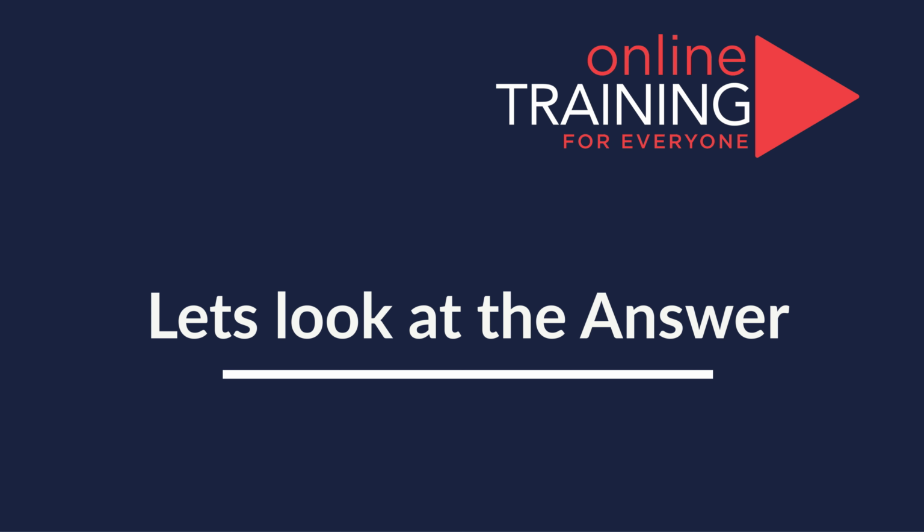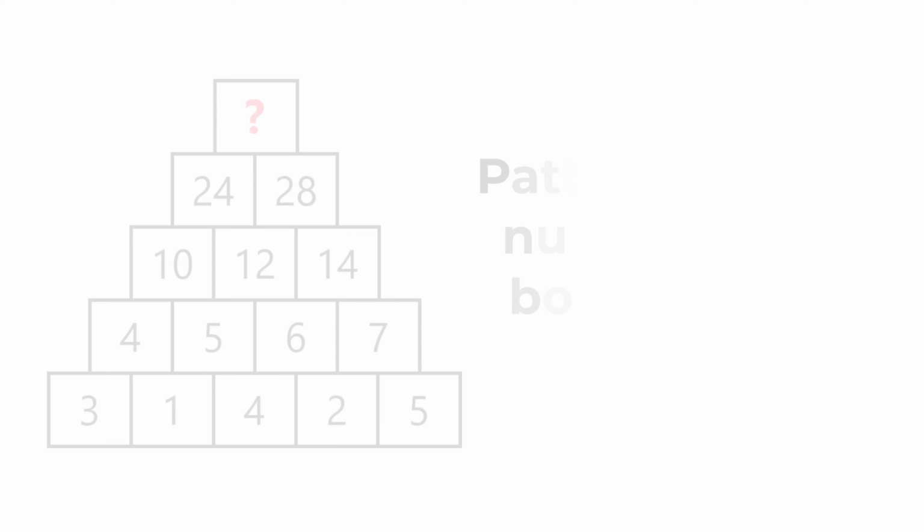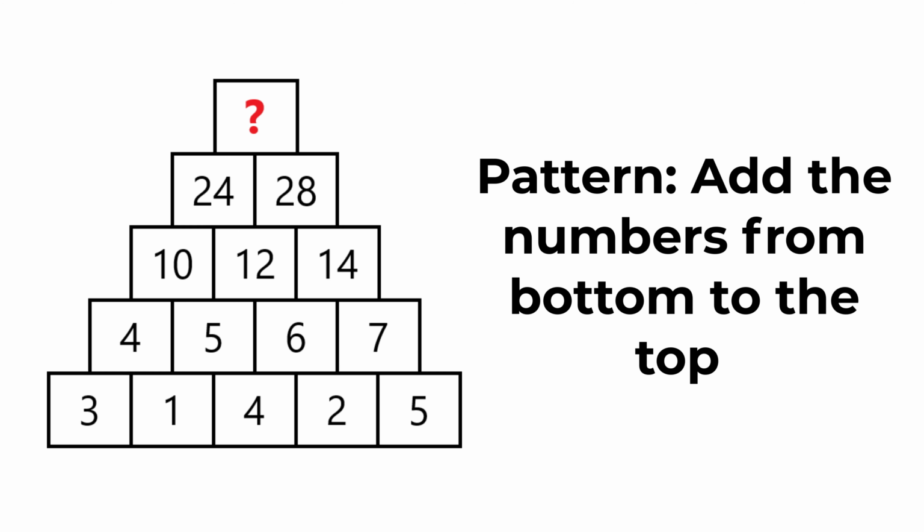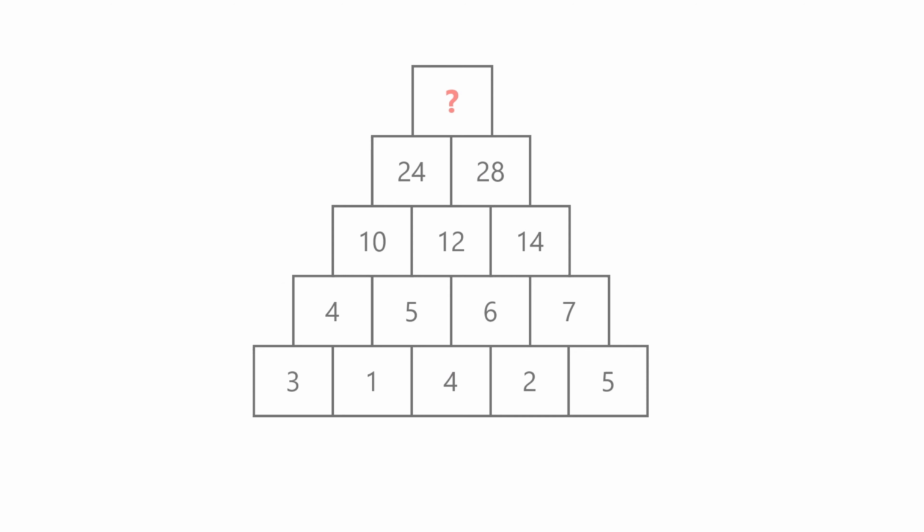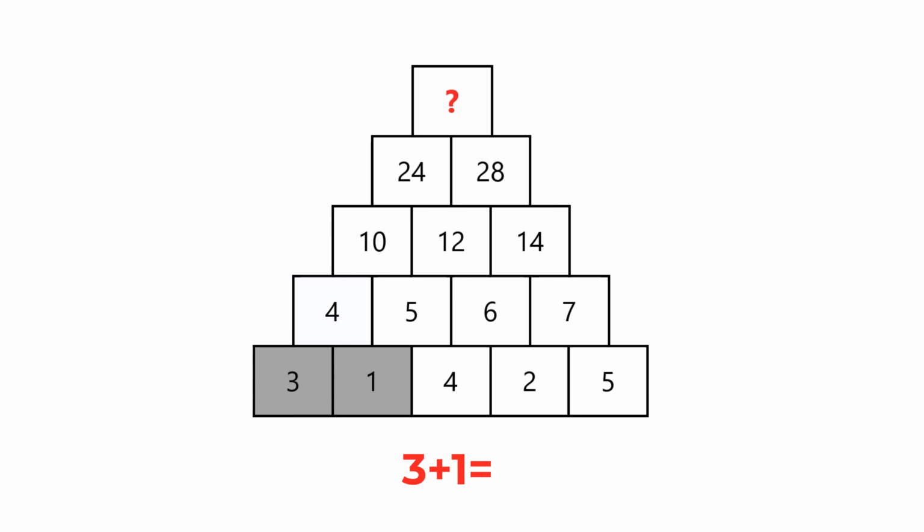Well, here, to be honest, I tried to trick you. I went in describing numbers from top to bottom, but in reality, you should be looking at the numbers from bottom to the top. If we start from the bottom row, for example with numbers 3 and 1, you see that the sum of 3 and 1 will add up to 4.